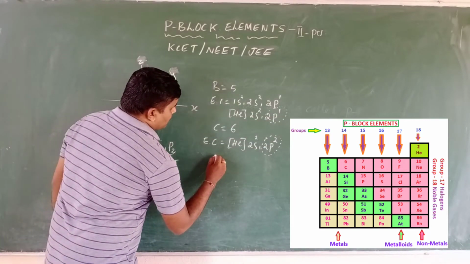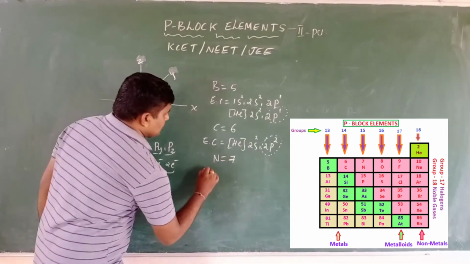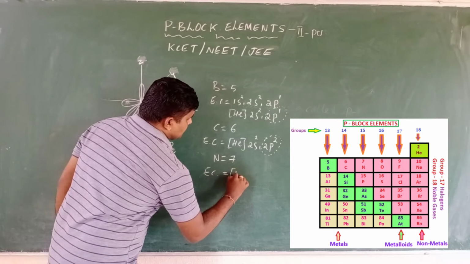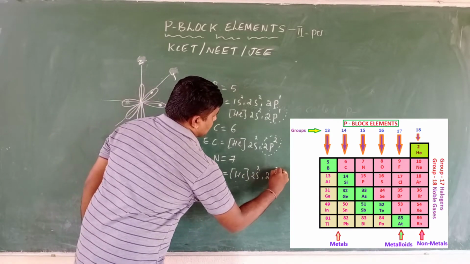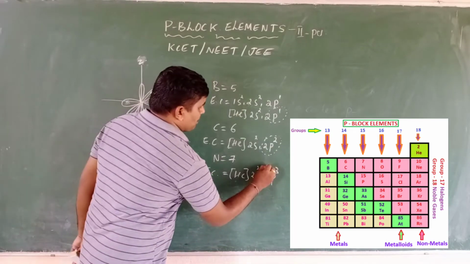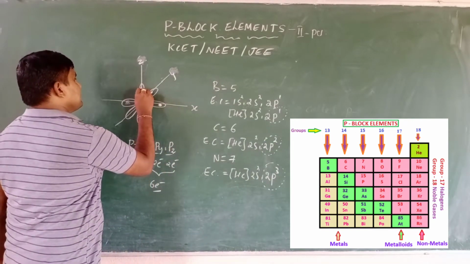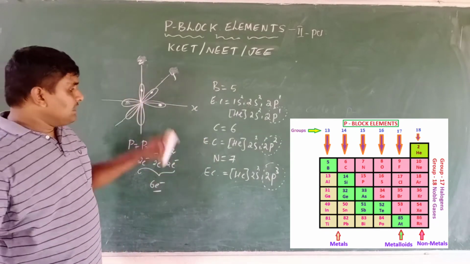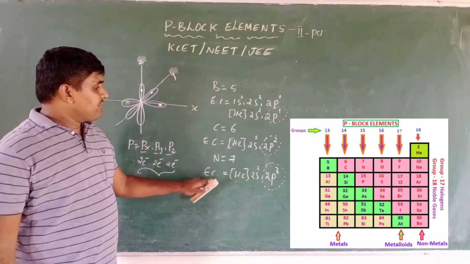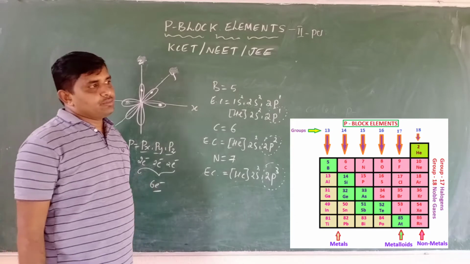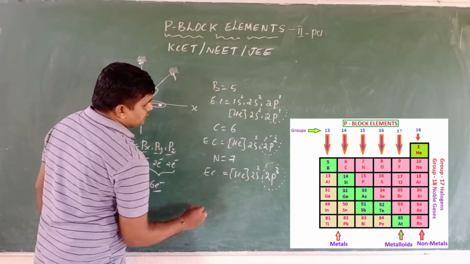Next, nitrogen has atomic number 7. Its electronic configuration is helium 2s2 and 2p3. Here the number of electrons present in the p orbital is 3, so this gets another electron. These elements belong to the nitrogen family, that is the 15th group. Which group? 15th group.